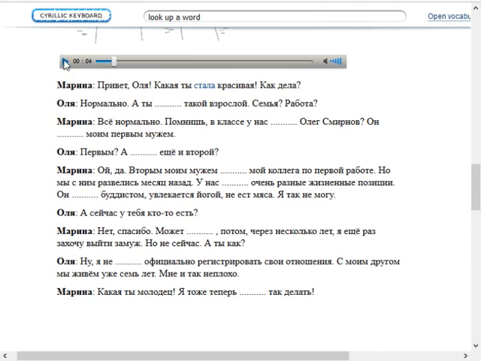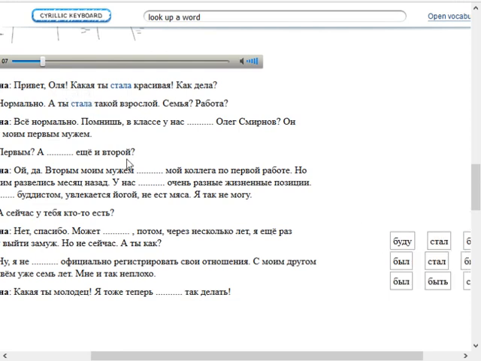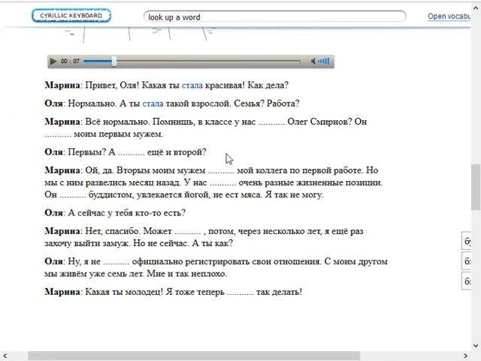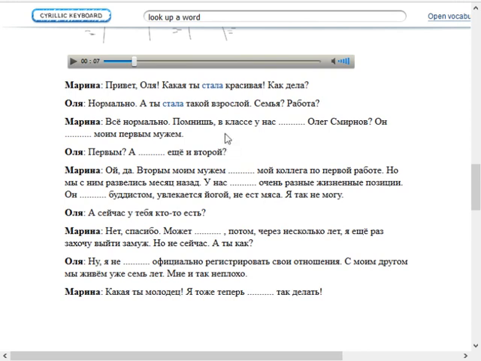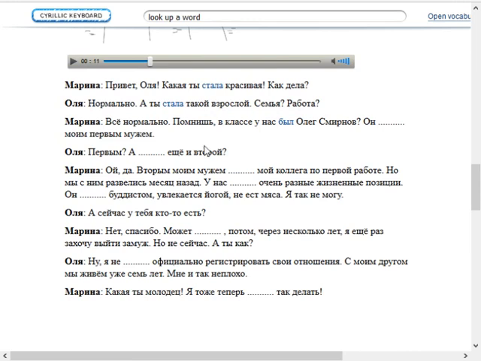Как дела? How's it going? Нормально. Normal. А ты стала такой взрослый? Ты стала такой взрослый, and you became so, I guess, so tall or so grown up. Семья, работа? Family, work. Все нормально. Everything is normal. Помнишь, в классе у нас был Олег Смирнов? Do you remember in class we had, or with us was Oleg Smirnov?